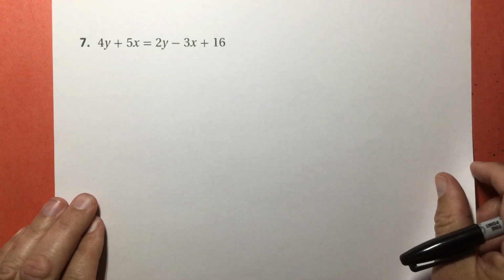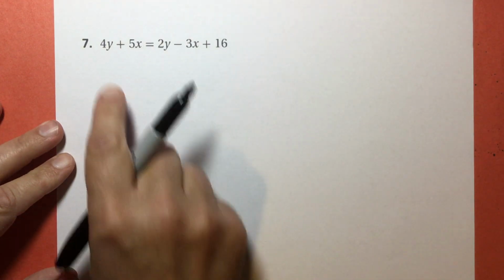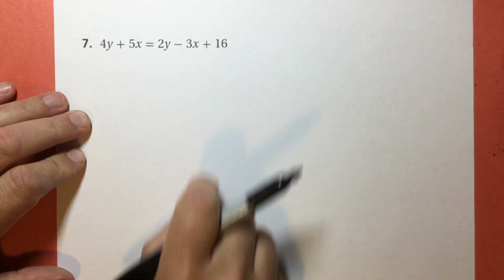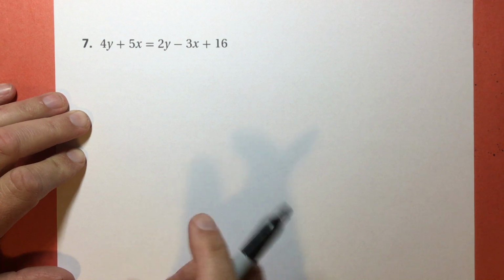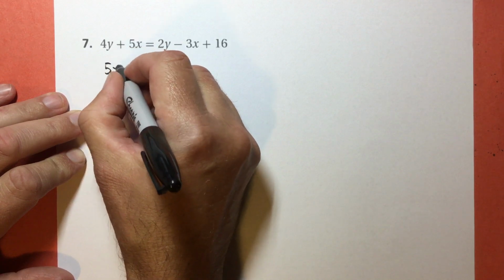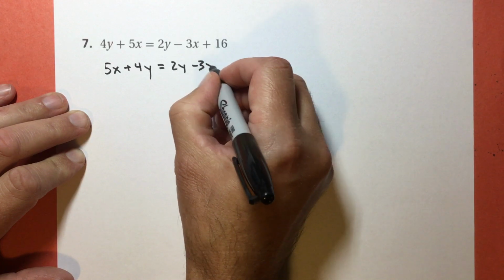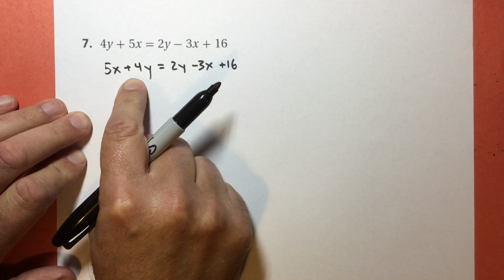This last problem in this video looks like a monster, but it is not. Do not panic. I've got 4y plus 5x equals 2y subtract 3x plus 16. I need to first get this in standard form. So my first thing I'm going to do is switch these two things. I'm going to write 5x plus 4y. I'm going to leave this part alone. That way this kind of looks like how I want it, standard form.